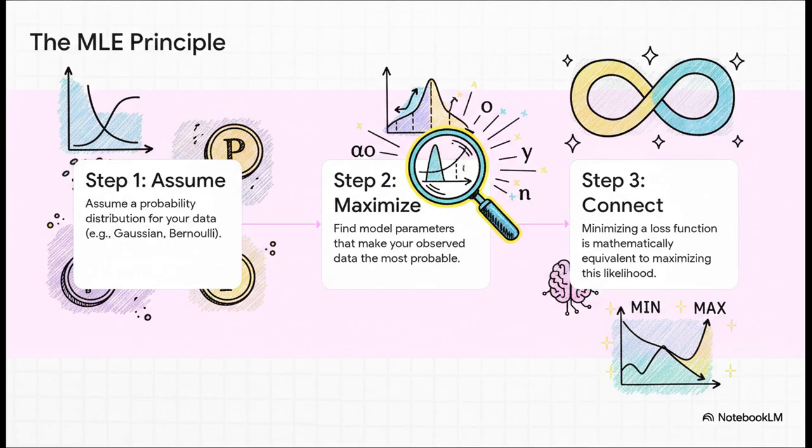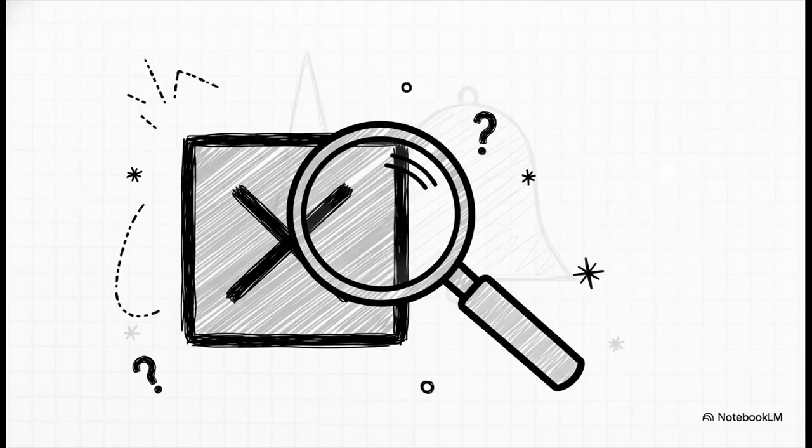And step three, and this is the magic trick, you find out that minimizing those loss functions we just talked about, it's the exact same thing mathematically as finding that most likely suspect. So, let's connect the dots.